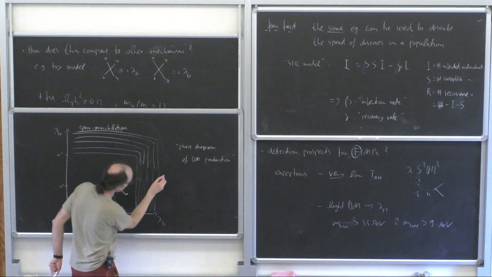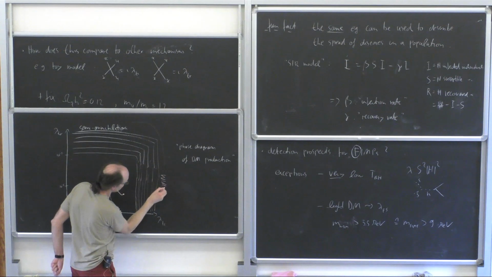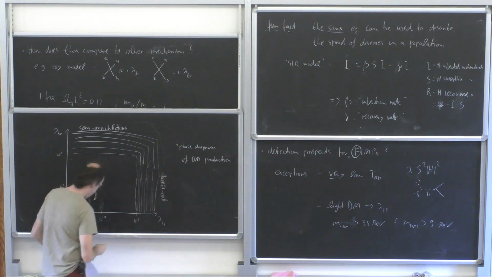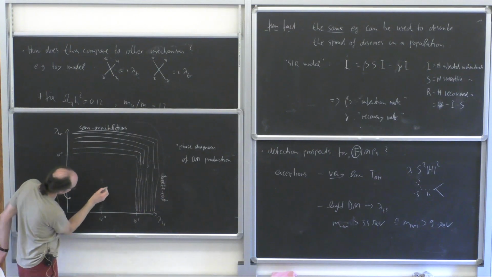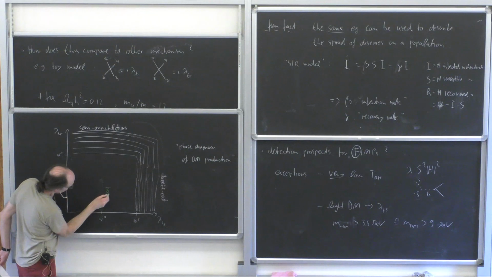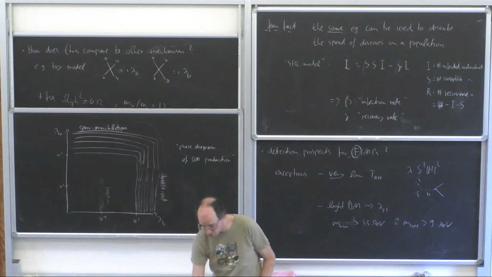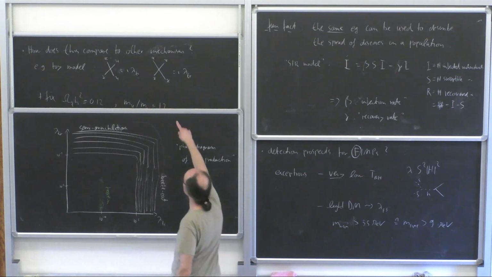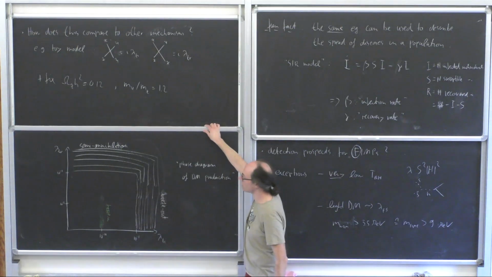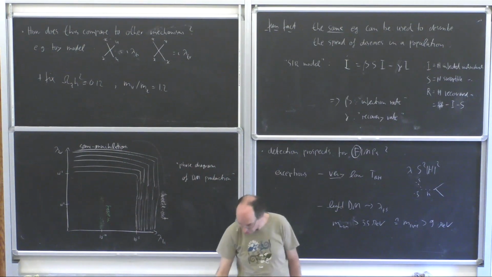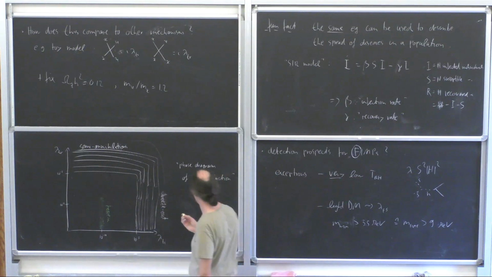These are WIMPs, or freeze-out, let's call it. And this is freeze-in. So these are the only options, basically, if you wouldn't consider this pandemic production, to produce dark matter with the correct relic density.